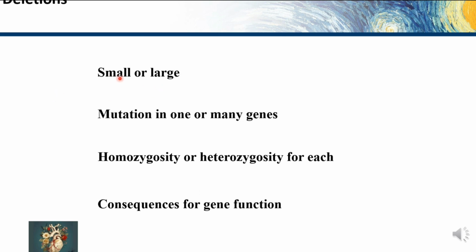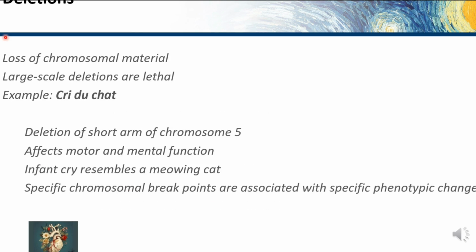These deletions can be small or large. They can affect mutations in one gene or many genes. There may be homozygosity, where both allelic forms are affected, or heterozygosity. The consequences of the deletions depend on how much the gene functions are disturbed, and this leads to different effects in the individuals. Because of the loss of chromosomal material, there can be large scale deletions, and large scale deletions may be lethal.